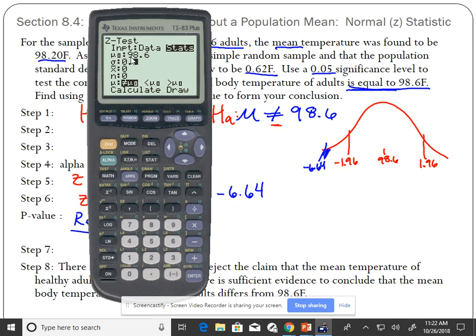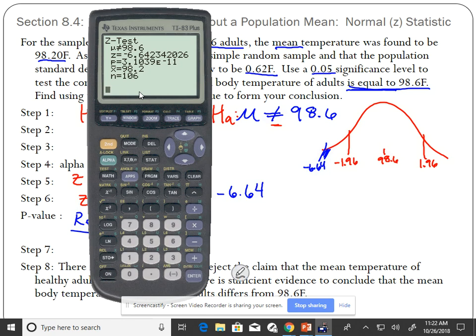Standard deviation was given as 0.62. Our sample mean is 98.2. Our n is 106. We're testing that the alternative hypothesis is that it's not equal. We'll go down and calculate. Boom, done. This is our z-test. It shows our test statistic at negative 6.64, which is what we found by hand. And here it gives you the p-value.